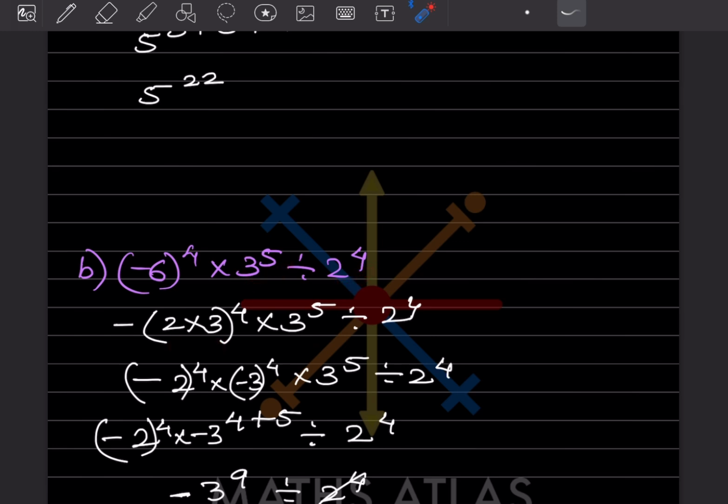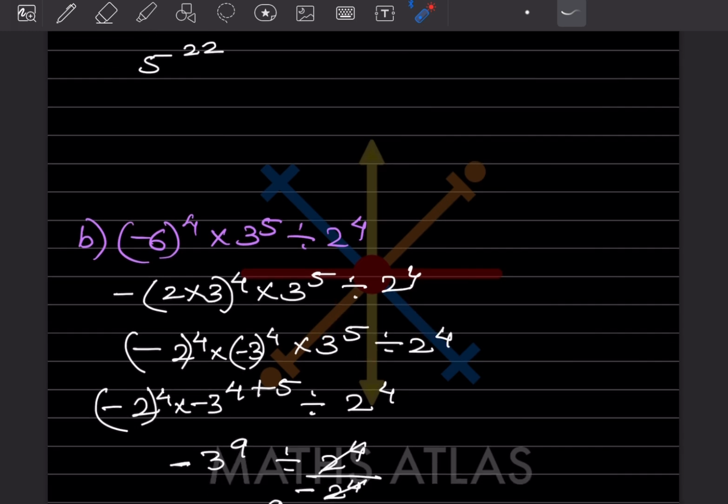So now we can see here this minus we can put here for this as well as this one. So minus 2 raised to 4 into minus 3 raised to 4 into this one, 3 raised to 5, and this is going to be 2 raised to 4. So this, we can do one thing, we can keep this as it is.